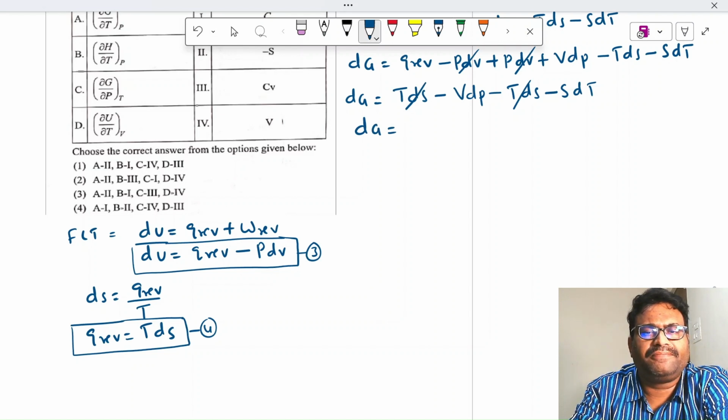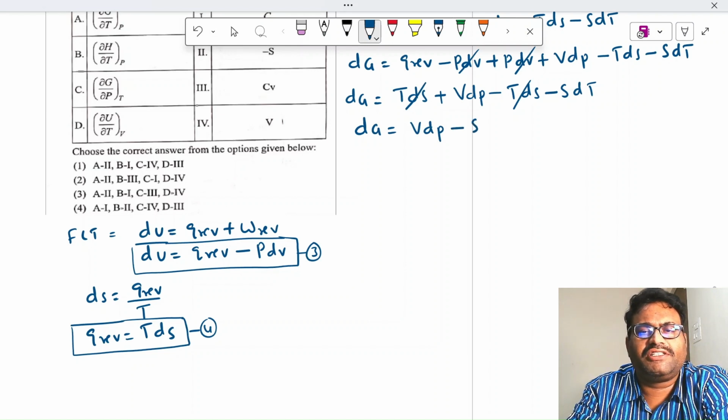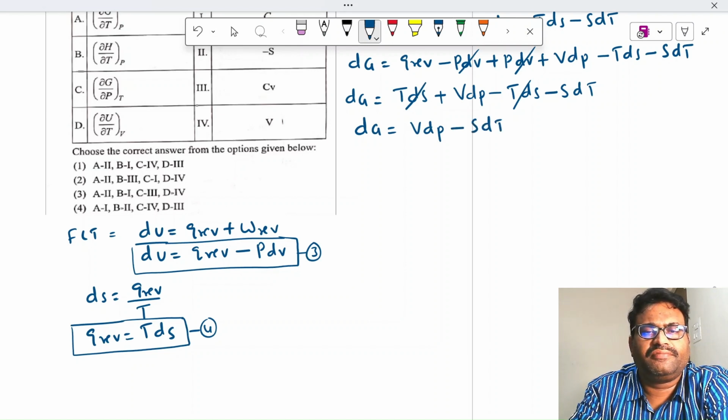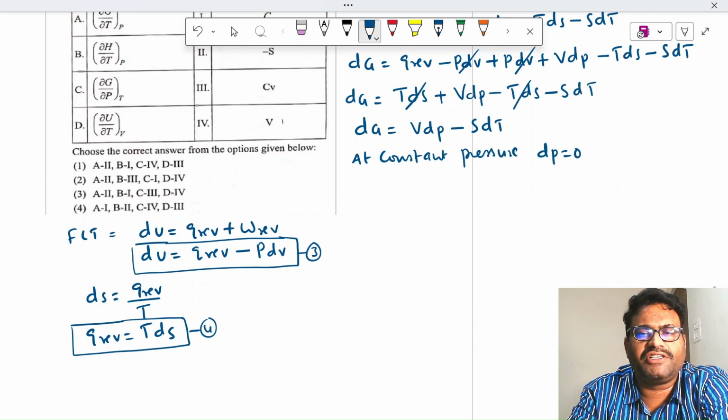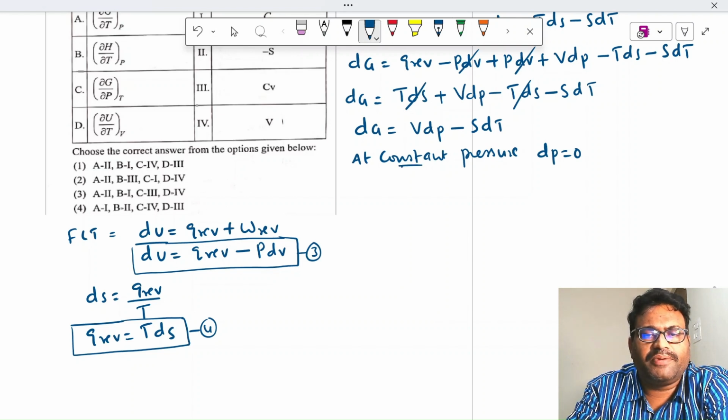minus v into dp minus s into dt at constant pressure. What I am speaking about, at constant pressure dp is equal to 0. Change in the pressure is equal to 0. Constant pressure is maintained constant now, so change in the pressure will be equal to 0. If pressure is equal to 0, I can write dg is equal to minus s into dt.